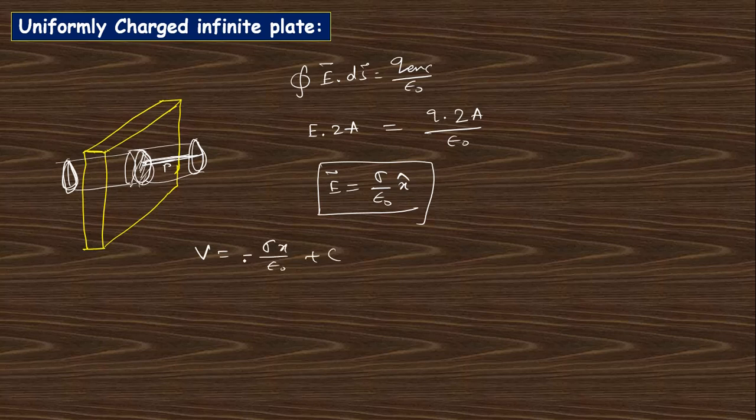If you want to draw electric field versus distance x, it is similar to before with a change in magnitude: this will be sigma by epsilon naught and this will be minus sigma by epsilon naught. Clear? I think this is clear.